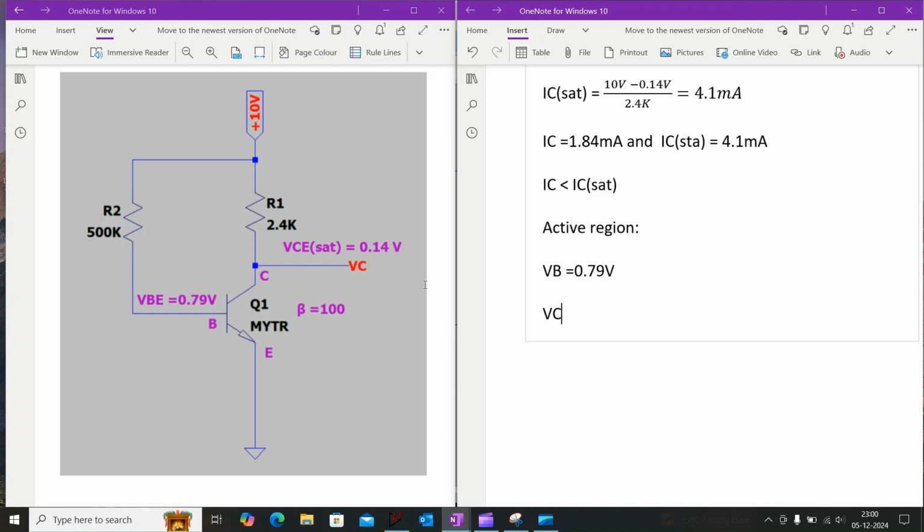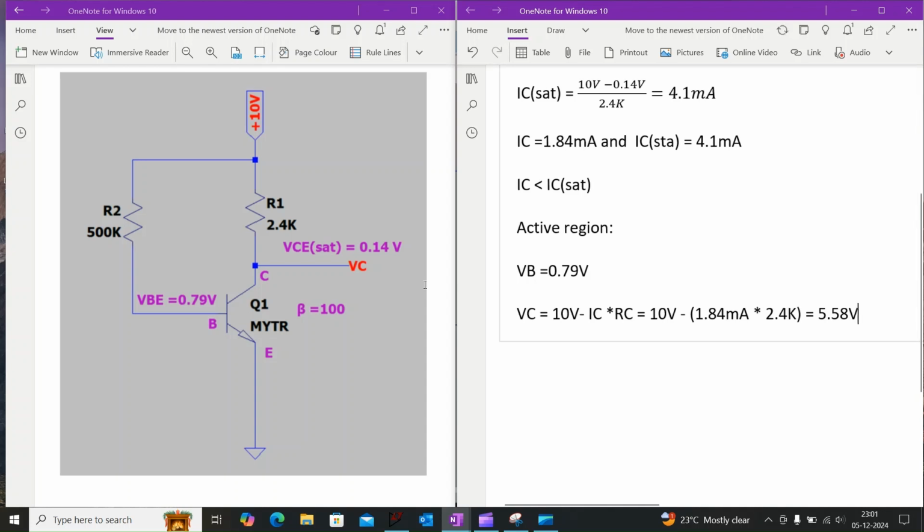So collector voltage VC is equal to 10 volt minus IC into RC, which is equal to 10 volt minus 1.84 milliamps into 2.4 kilo ohm. When we simplify this, we will get 5.58 volt. That means VC is greater than VB, and the given transistor is an NPN transistor. That means the collector to base junction is in reverse bias condition. So we can conclude that this transistor is operating in the active region.